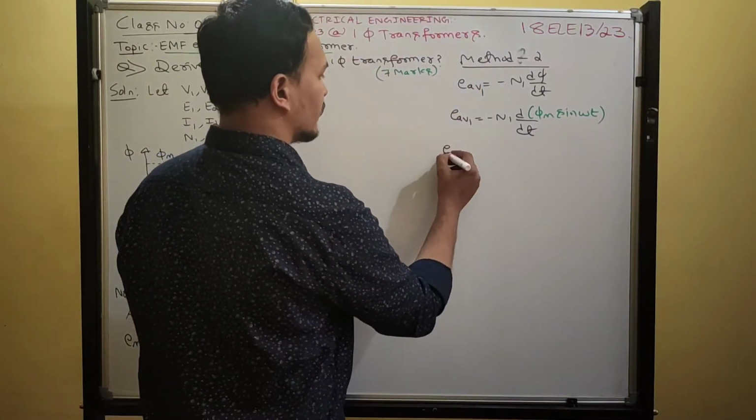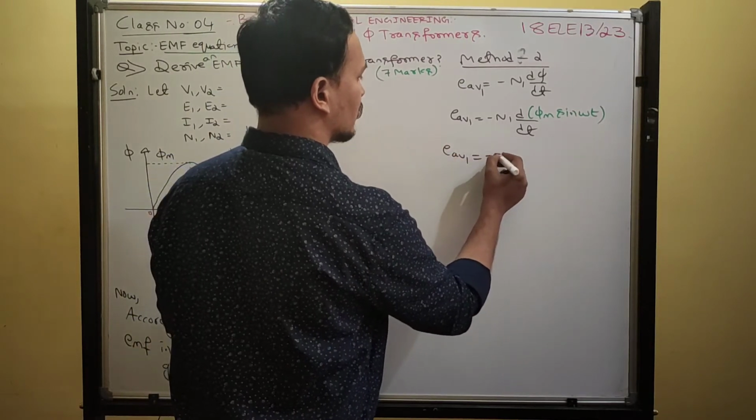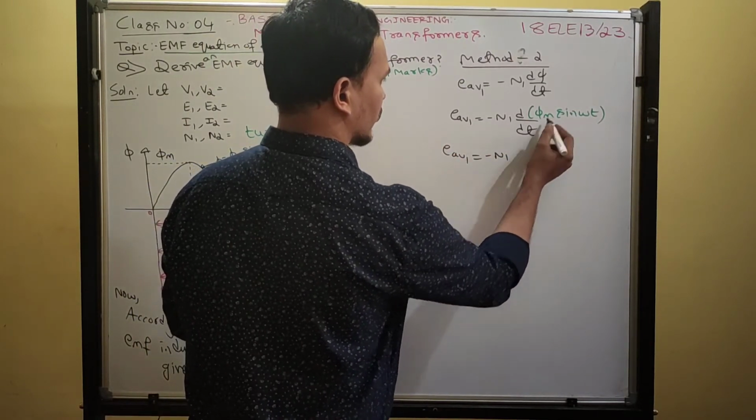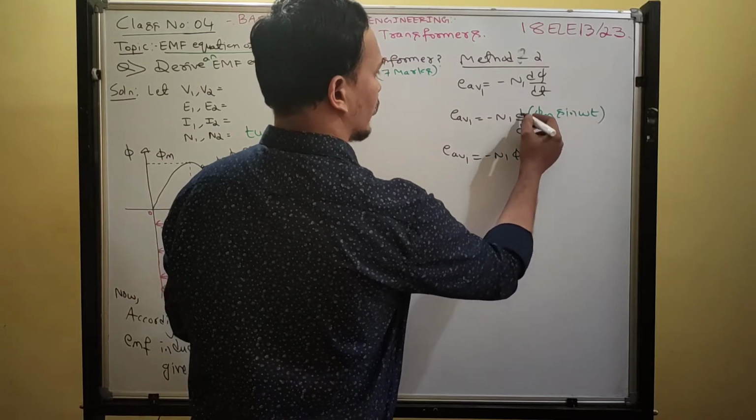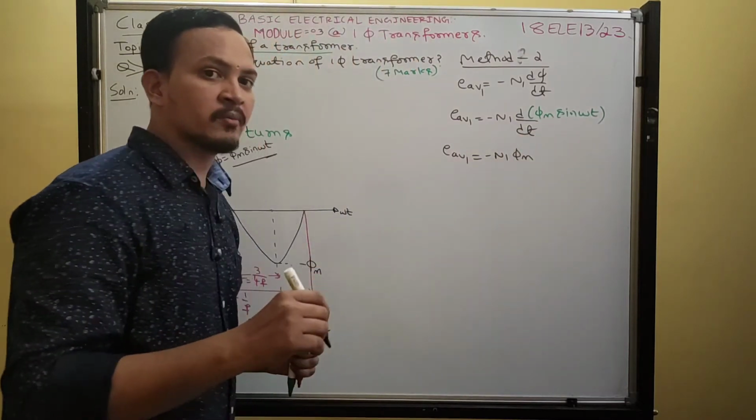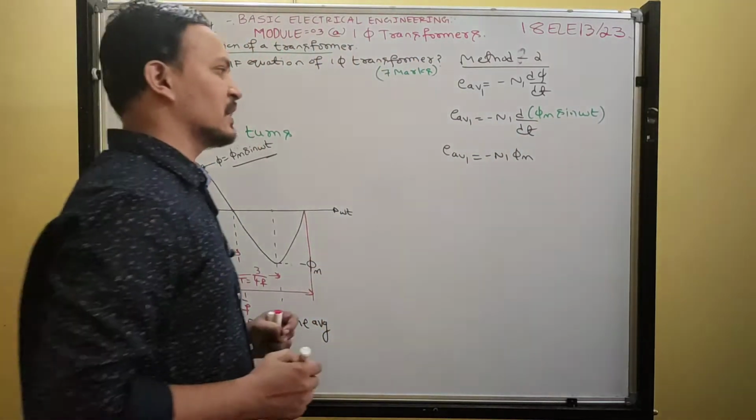Now you differentiate this. EAV1 is equal to minus N1, okay, take phi m outside. What is d by dt? Differentiation of sin omega t is what? Cos omega t.